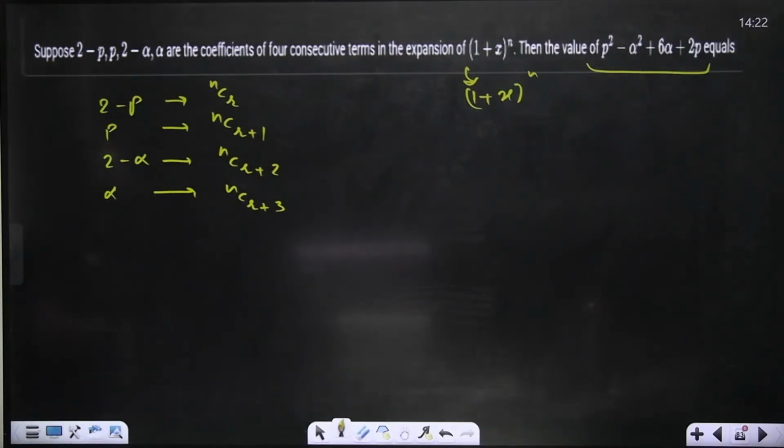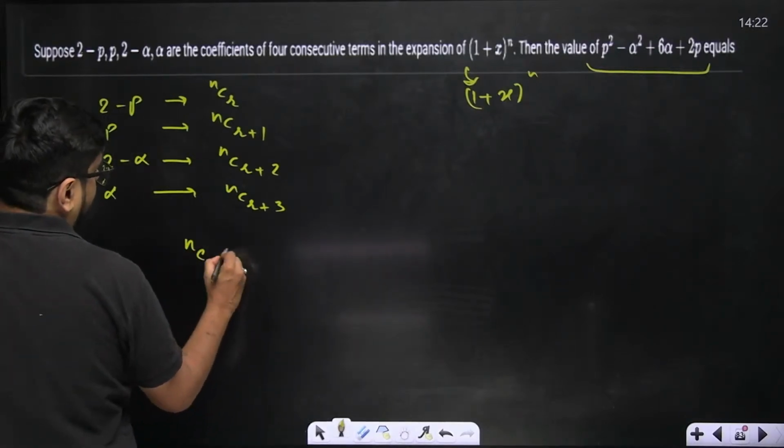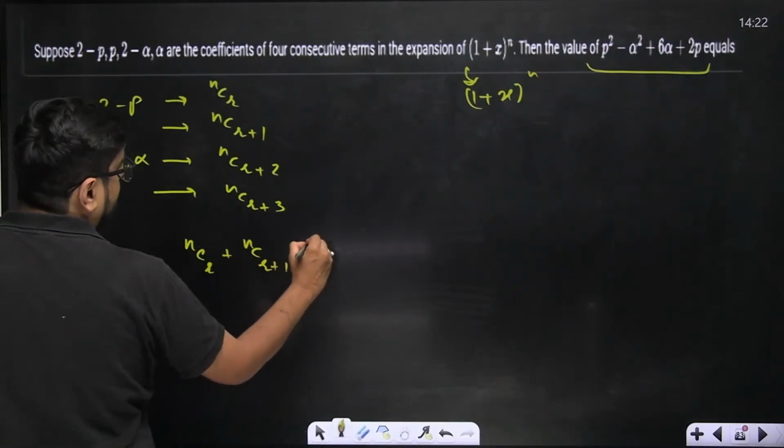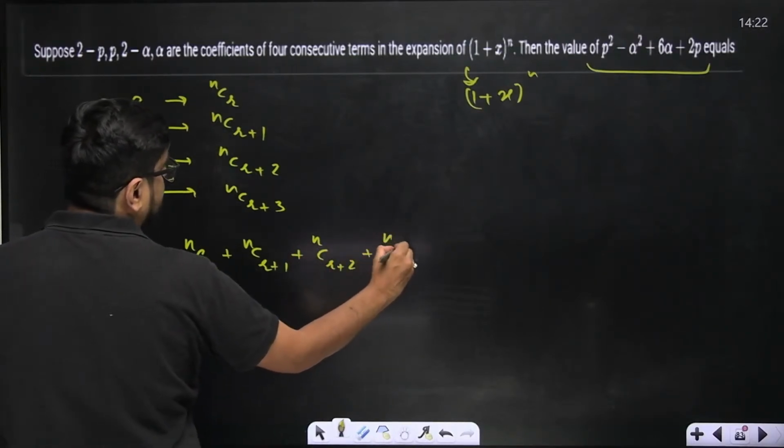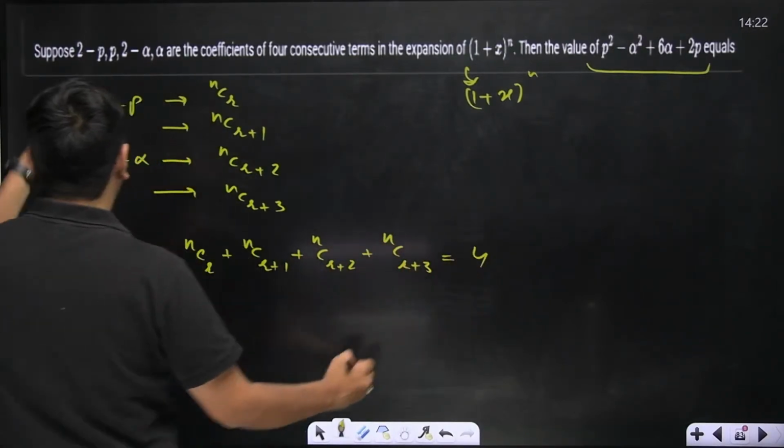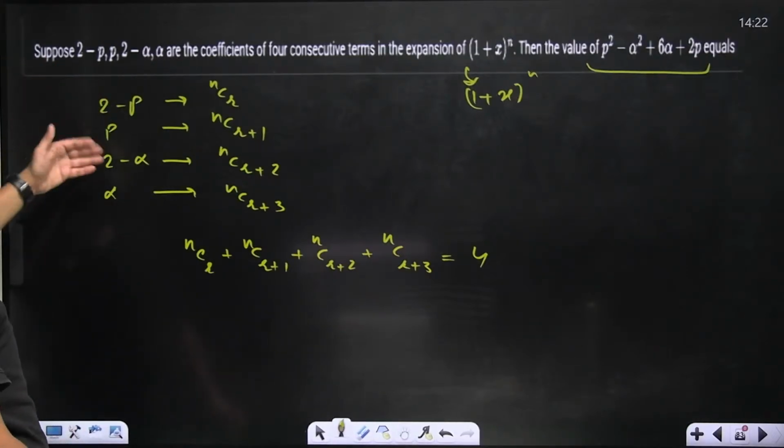So you can apply properties over here, I think. You'll be able to apply property over here, right? If we add all of them, minus p plus p, minus alpha plus alpha, the answer is coming 4. Adding all of them, nCr plus nCr plus 1 plus nCr plus 2 plus nCr plus 3 is equal to 4, 2 plus 2. Adding all of them, minus p plus p is 0, minus alpha plus alpha is 0.